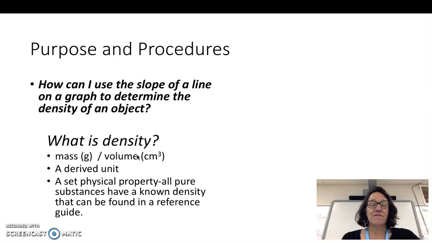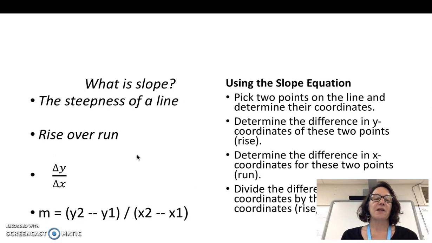Density is also a set physical property that can be used to identify substances, because all pure substances have a known set density value. So if I had an unknown metal and I determined its mass volume relationship, I could look up in a reference guide and identify that metal potentially based on its density.